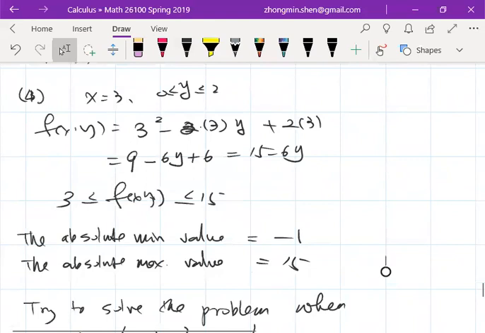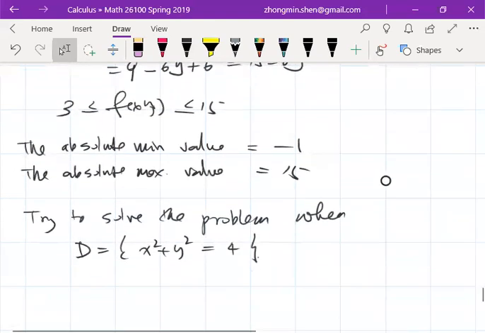Now, I cannot discuss number 7 and 8. I don't have enough time. I will put the solutions at the end of my lecture notes and post it, okay? Maybe this late afternoon.